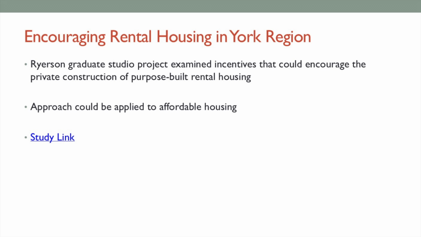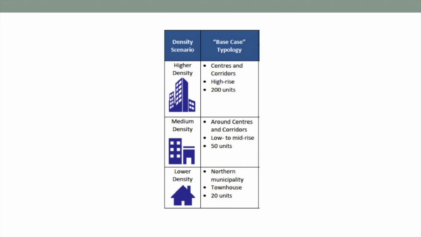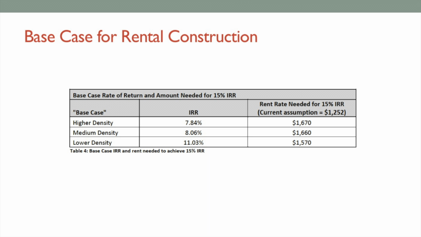So they asked the students, could you figure out what we can do in terms of incentives to encourage more rental? They came up with a base case based on 3 different scenarios: high density along the major corridors, medium density around some of the centers, and lower density in the northern municipalities. They came up with a baseline based on a 15% return. That's what they're trying to get to.